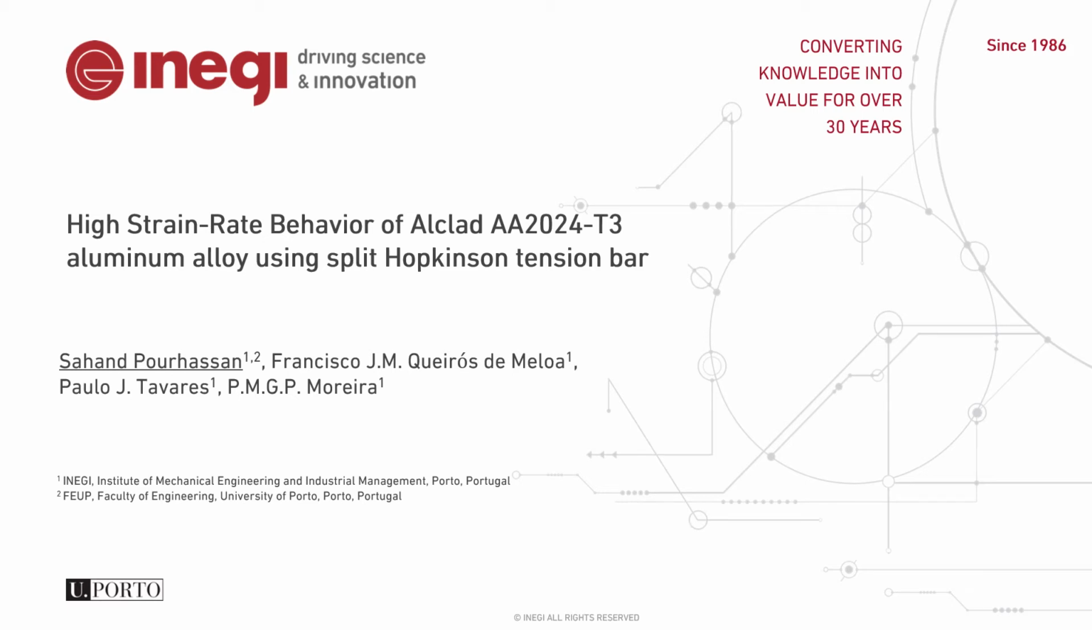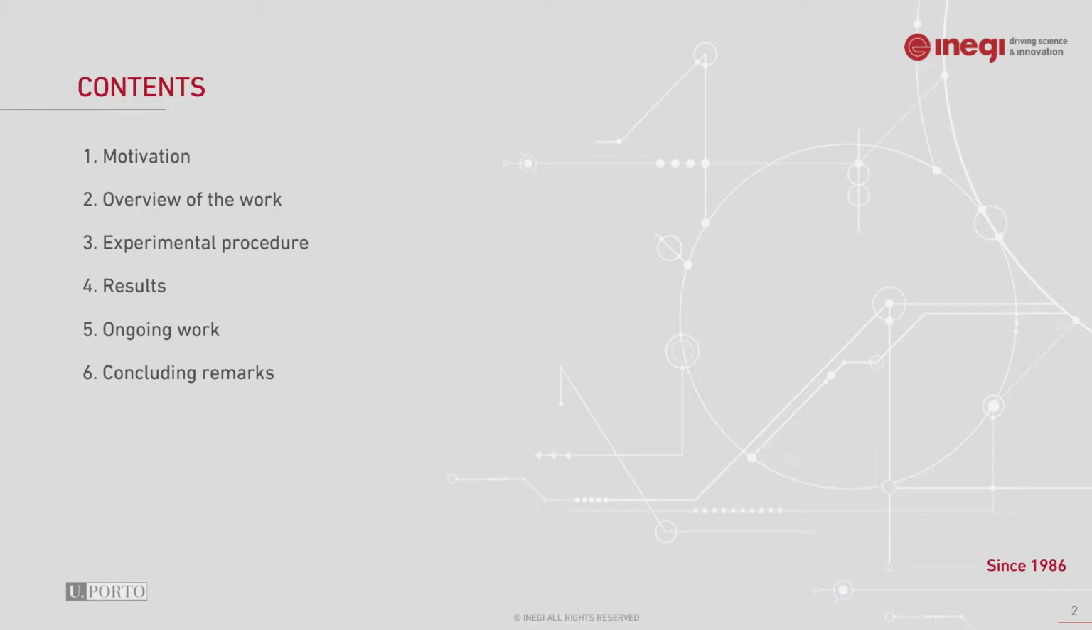Hello, this is Pourhassan, and I'm going to present you the work related to high strain rate behavior of Alclad 2024 aluminum alloy using split Hopkinson tension bar. I'll start with the motivation, followed with the overview of the work, and also briefly talk about the experimental procedure, results, ongoing work, and finally the concluding remarks.